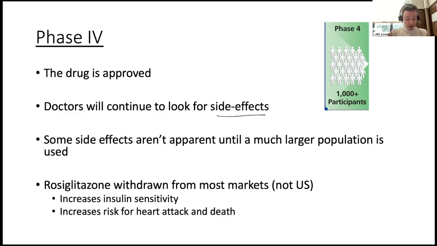For example, there was a drug that had met FDA approval called rosiglitazone, and it was used. But once it was used by many, many thousands of people, it was withdrawn from most markets, not the United States market. Why? Well, this drug increased insulin sensitivity, which was an unexpected side effect, and increased the risk for heart attack and death in a way that many thought was unacceptable. So drugs, once FDA approved, can possibly be removed from the market.